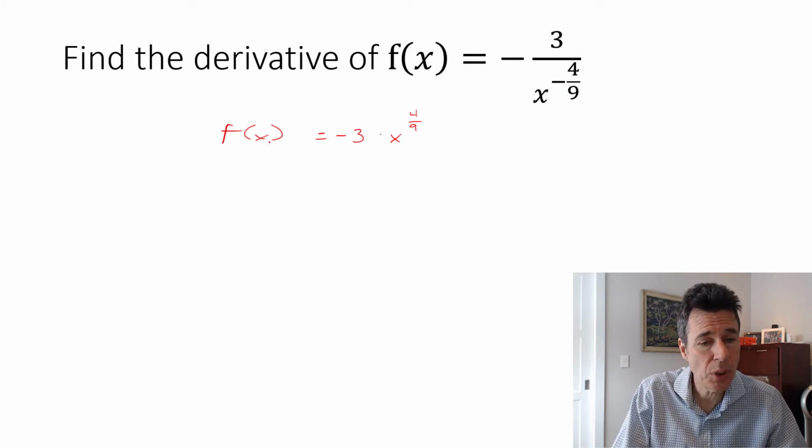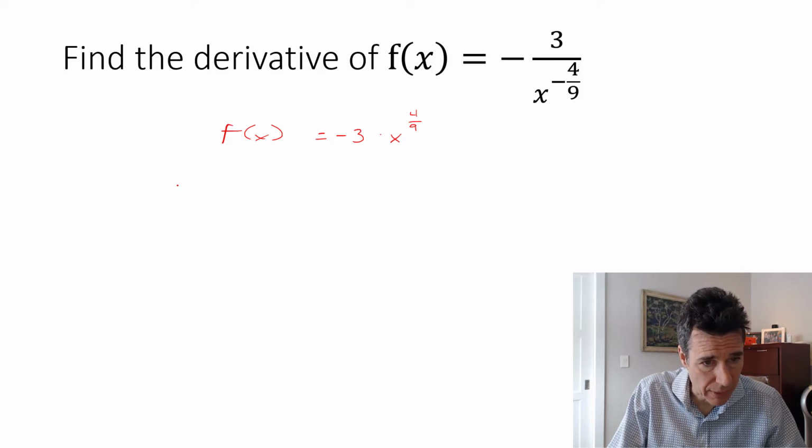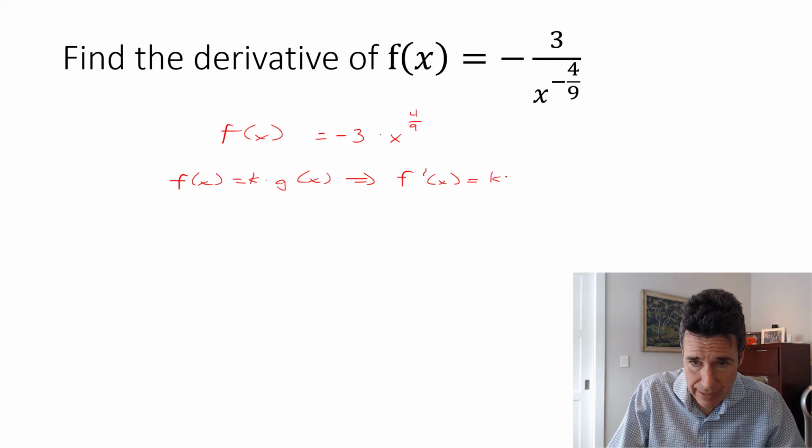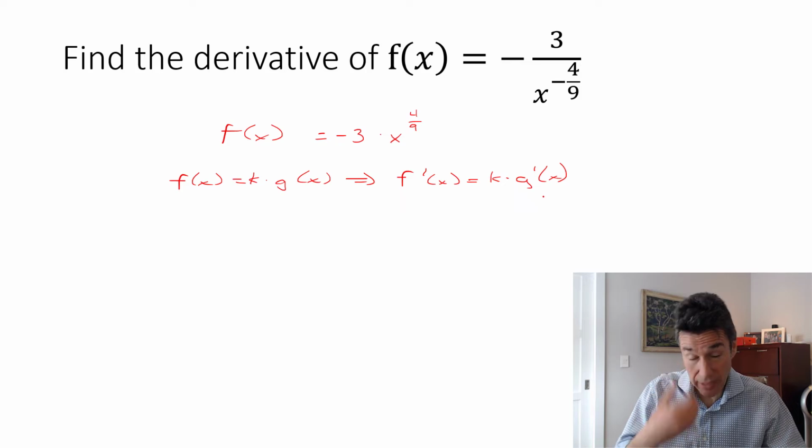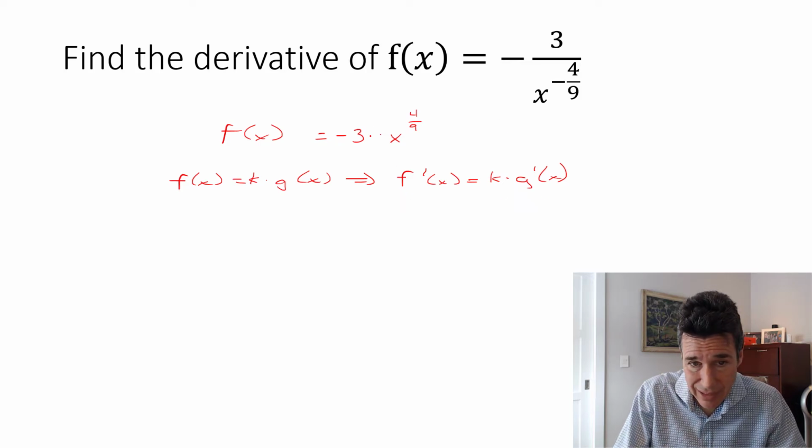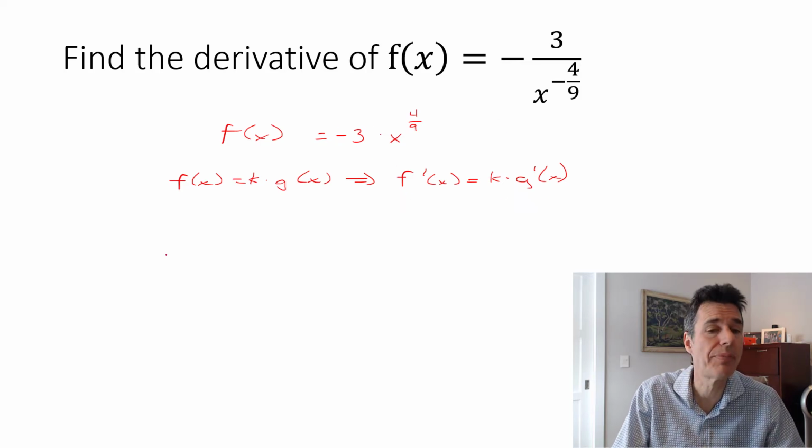Now we can use two properties of differentiation. So I'll write those out. If f of x equals k, which is some constant, times g of x, then we know the derivative, f prime of x, is k times the derivative of g. So that helps us. We can take the negative 3. That's going to help us with this negative 3.